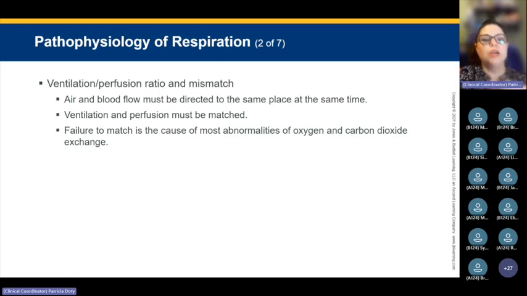Okay, ventilation, perfusion, ratio, and mismatch. Your ventilation and perfusion must be directed to the same place at the same time. So air and blood flow, both same place, same time. Failure to match your ventilation and your perfusion is the cause of most abnormalities in our oxygen and carbon dioxide exchange. So we're going to talk about that next.